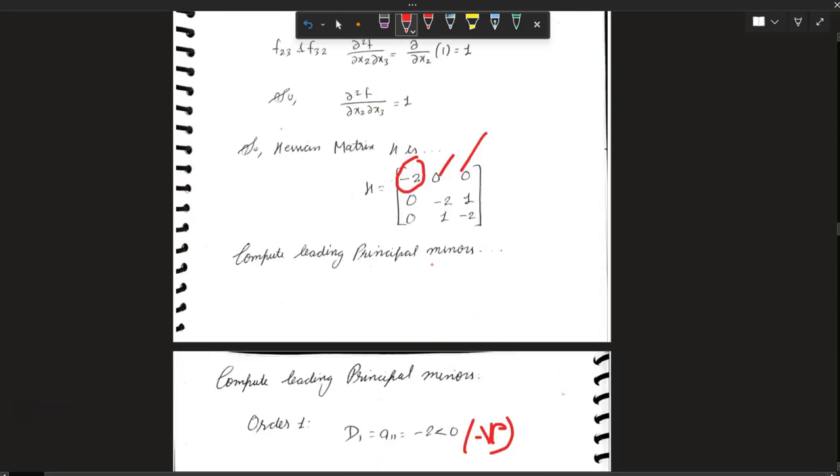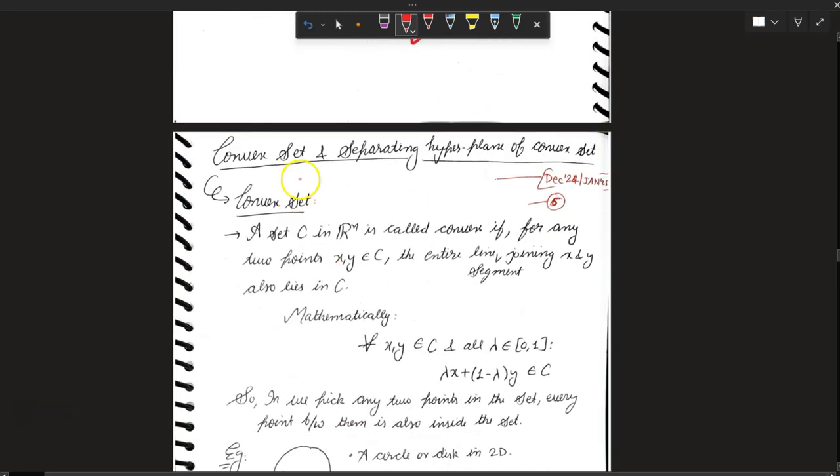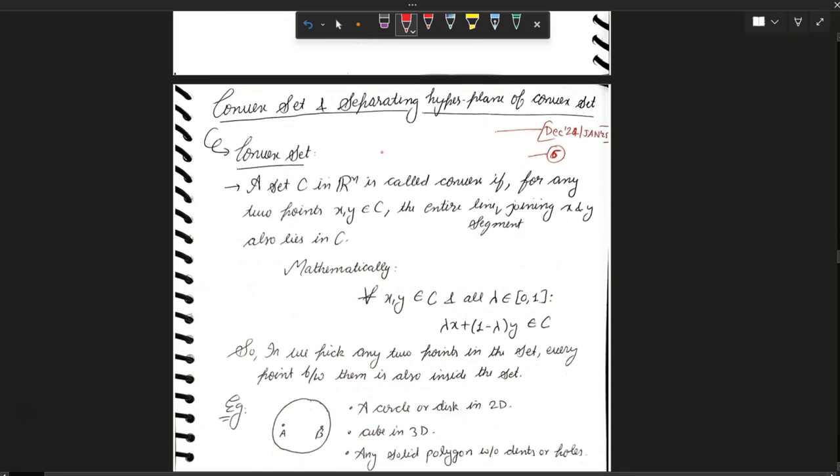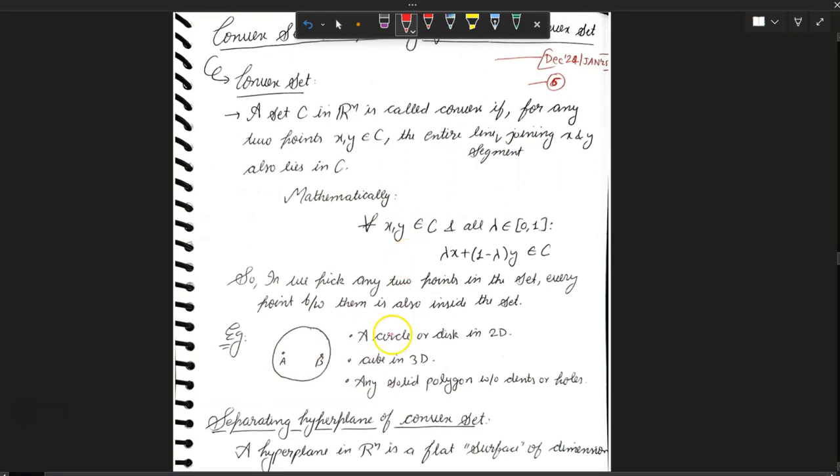So this is also important, you can see. Now let's do the next topic. It's a convex set and separating hyperplane of a convex set. Okay, so what is a convex set? You can define a convex set as a set C in R^n is called a convex set if for any 2 points x, y that belong to C, the entire line segment joining x, y also lies in C. See with the example.